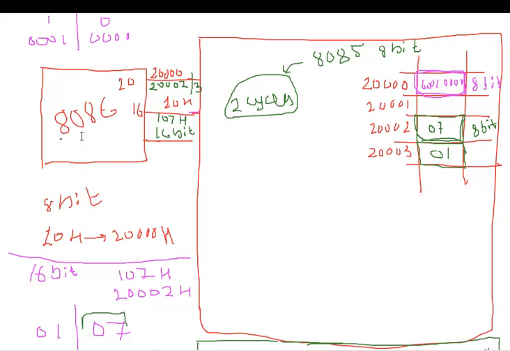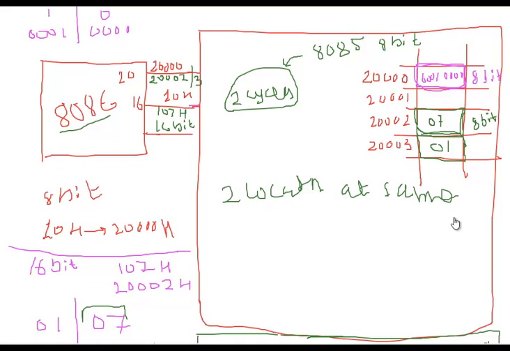But our 8086 is a 16-bit microprocessor, so we can do it in one cycle. Since 20,002 and 20,003 are both in the same chip, we can't select both of them at the same time. So the main problem is we can't select two locations at the same time. So developers divided this whole 1 MB memory of the 8086 into two chips, each of 512 KB.